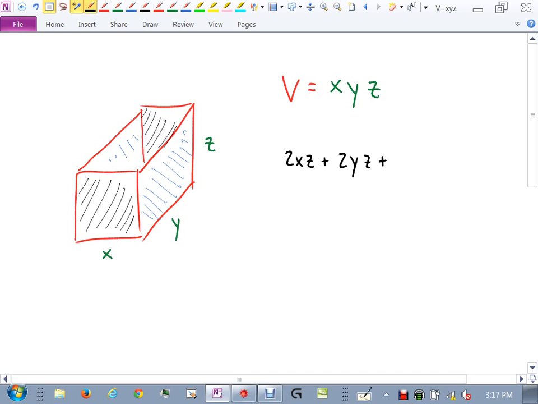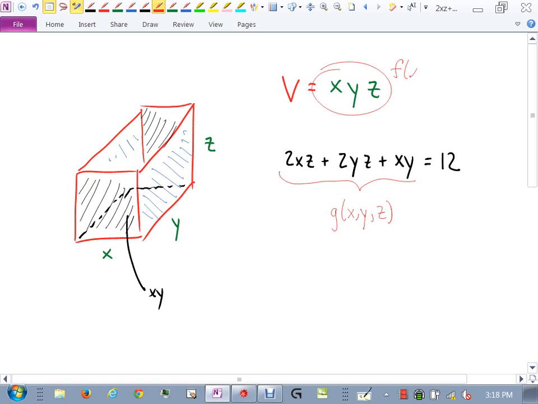Plus, then I have the bottom of the box, which you can't really see in my drawing, but it's there, right? The bottom of the box has an area of what? XY. And I don't have a top because they said it doesn't have a lid. So I just have one XY here, right? That must be equal to what? 12. Do you see your constraint? And do you see your objective? We call it the objective function. Do you see the two? There's your F. There's your G equals K. And now you go gradients, blah, blah, blah, blah, blah. Work it out. Understand?